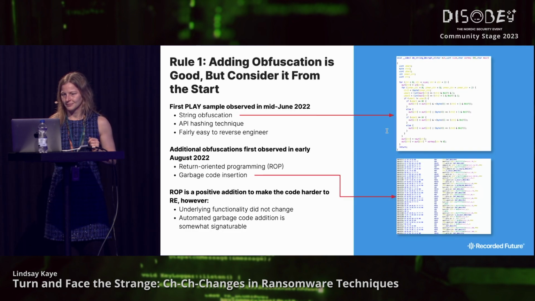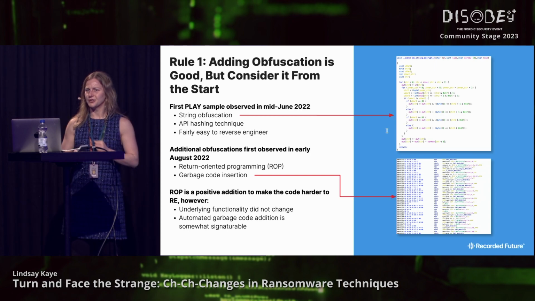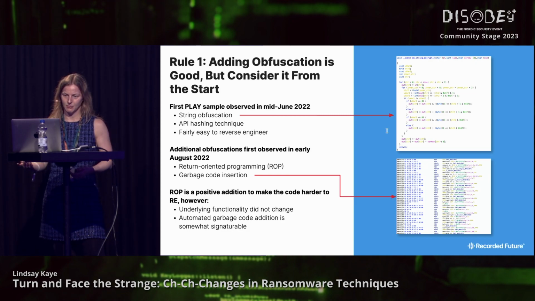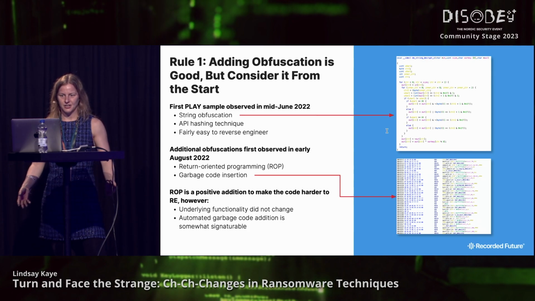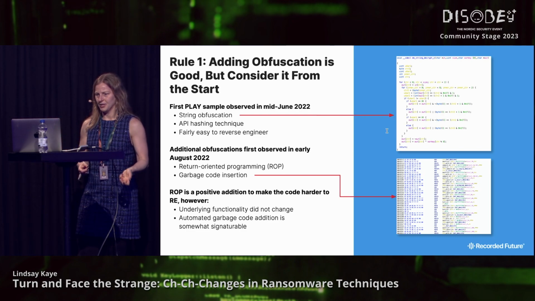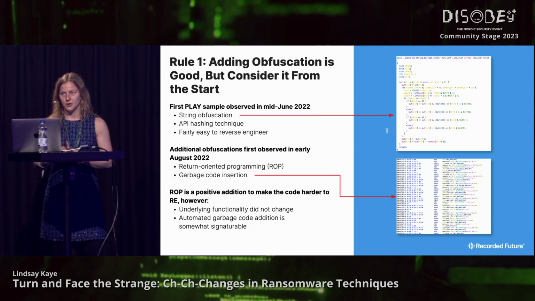So if you're a threat actor, adding obfuscation is totally great, but really consider doing it from the start. The first Play samples that I looked at from mid-June 2022 had some obfuscations to them. Pretty simple string obfuscation, which you can see on the top right. They used API hashing, again, to make it harder to statically reverse engineer which APIs are being called when. But ultimately, the code itself was not wildly challenging to reverse engineer. The additional obfuscations really only came in August 2022. First, the return-oriented programming, like I mentioned, and then some garbage code insertion, which you can see on the bottom right.